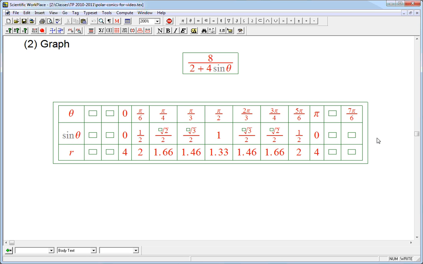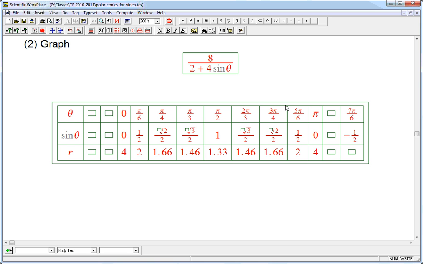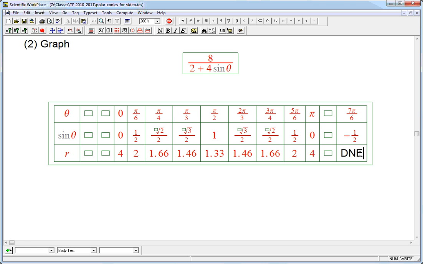Here, we get a real rude surprise. The sine of 7π/6 is -1/2. 4 times -1/2 is -2. 2 minus 2 is 0. Uh-oh, this is DNE. That does not exist. And why does it not exist? Because the denominator is getting too small. That would suggest that what's happening is the whole thing, the r equals, the radius is getting too big. It might be going to infinity. So maybe the question is, does the radius go to infinity?